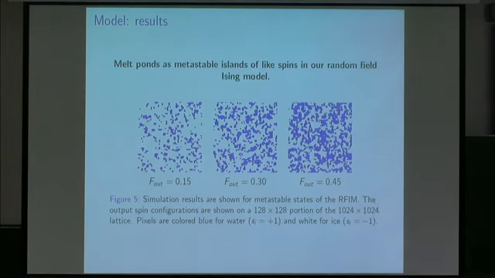All right. So here are shown some numerical simulation results. You can tune the parameter to achieve different output pond fractions. Here are pond fractions of 15%, 30%, and 45%. You can see that these pictures actually do look visually quite like real melt ponds, right? So basically, we are identifying melt ponds as metastable islands of like spins in our Ising model. All right, so these are the model outputs.